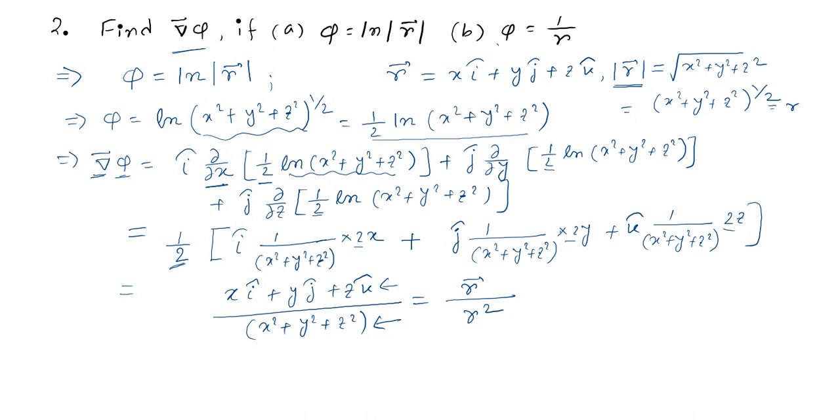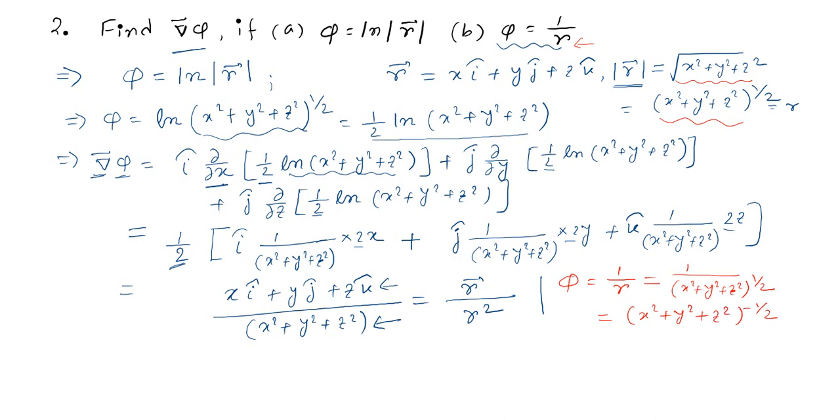For part B, I will only give you hints. I am giving a hint, so depend on it. It is very simple because phi is given. Phi is equal to 1 by r, right? r means the magnitude of r, that means this one. So it is nothing but 1 by x square plus y square plus z square to the power half. We can write it as x square plus y square plus z square to the power minus half. So this is our phi.